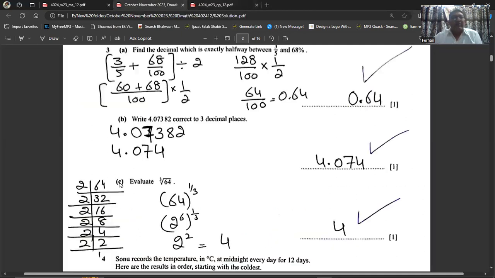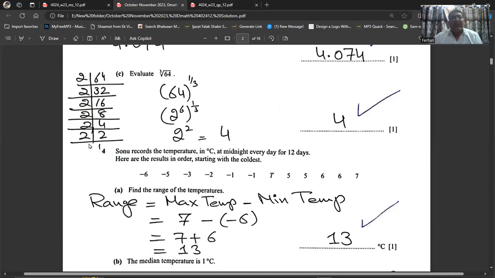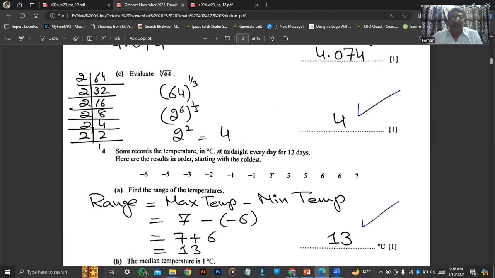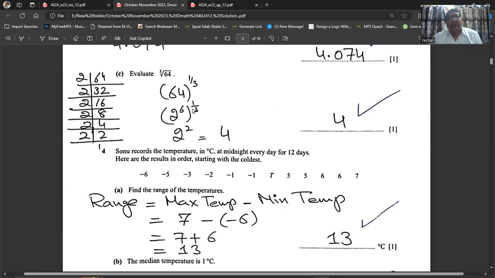So if you want to find out the cube root of 64, you know 64 can be prime factorized. When you prime factorize 64, you will get 2 raised to power 6. And the cube root means raised to power 1 by 3. So you will have 2 raised to power 6 multiplied by 1 by 3.